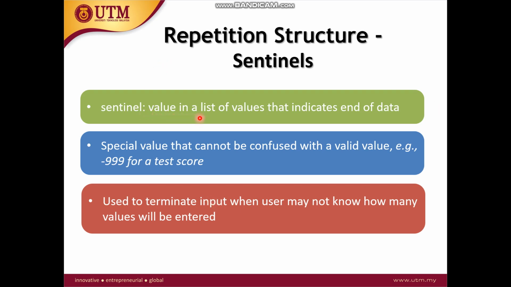A sentinel is a value in a list of values that indicates the end of data and stops your program, stops your algorithm. We are saying there are some special values that cannot be confused with a valid value. For example, this value cannot be given as a test code; it is an invalid value. And this sentinel is used to terminate input when you don't know how much data will be entered into the program.